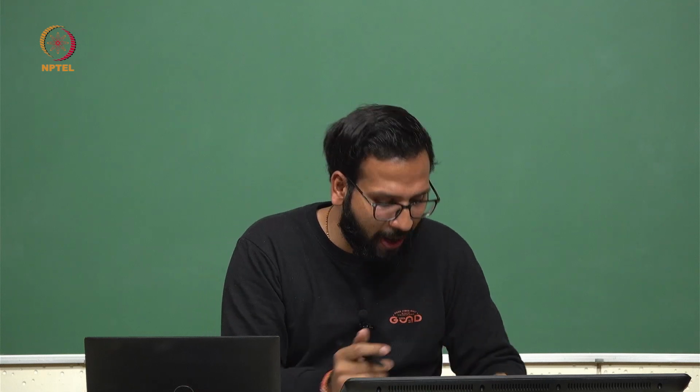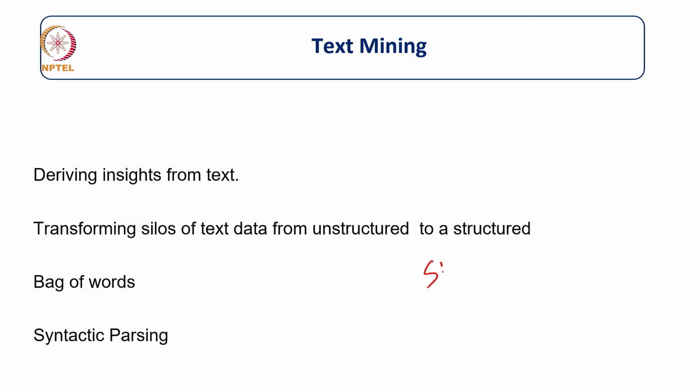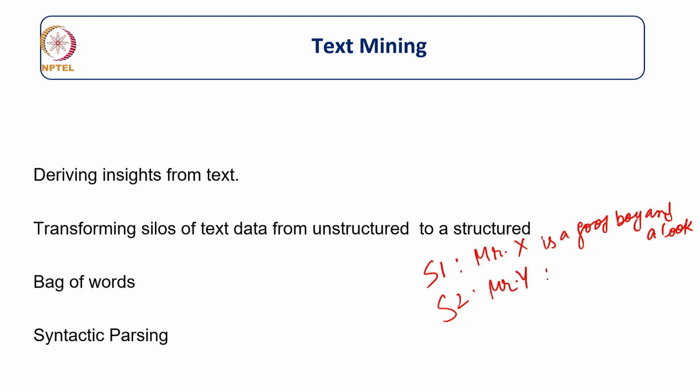So what exactly is the bag of words model? Say for example we have two sentences, S1 and S2. S1 is: Mr. X is a good boy and a cook. And for sentence 2 we have, say for example: Mr. Y is a good boy and a driver.